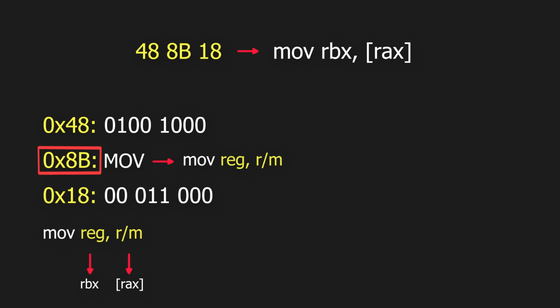The second byte is one of the opcodes of the move instruction that indicates that the source will be a memory address and the destination will be a register. And from the last byte, we learn that there is no displacement. The RBX register is used in the REG field and the RAX register will be the base register. Let's go through another example just for clarification.